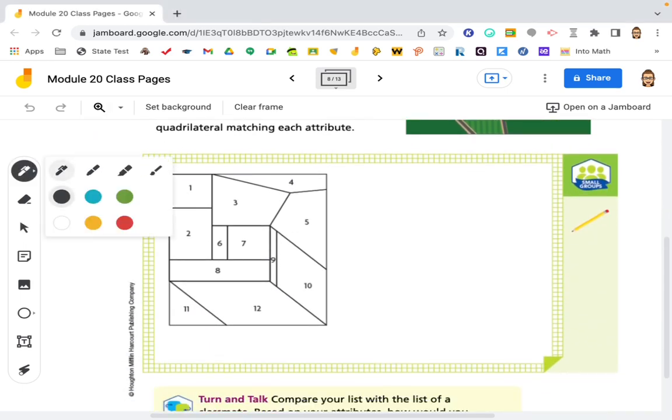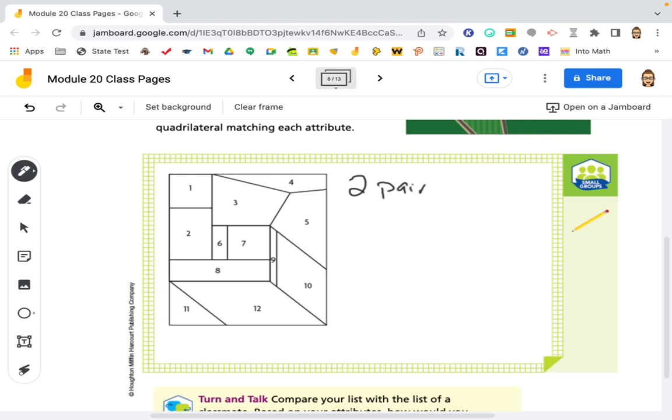So we're going to start with the fact that quadrilaterals can have 2 pairs of parallel sides. So if we look, 1 has that, 2 has that, 6 has that, 7 has that, 8 has that, 9 has that, 10 has that, and 12 has that.